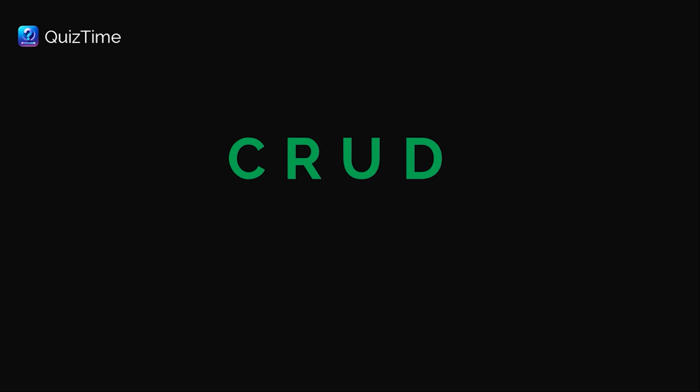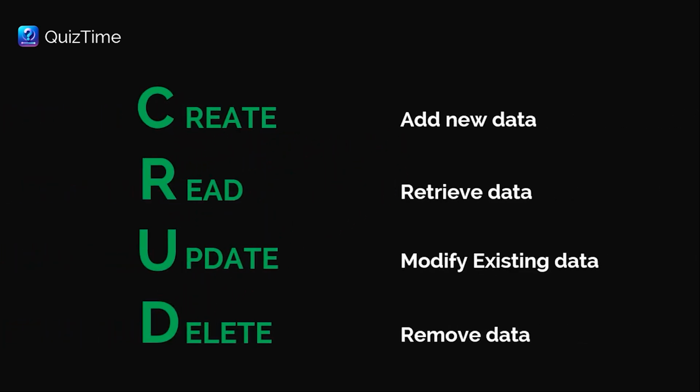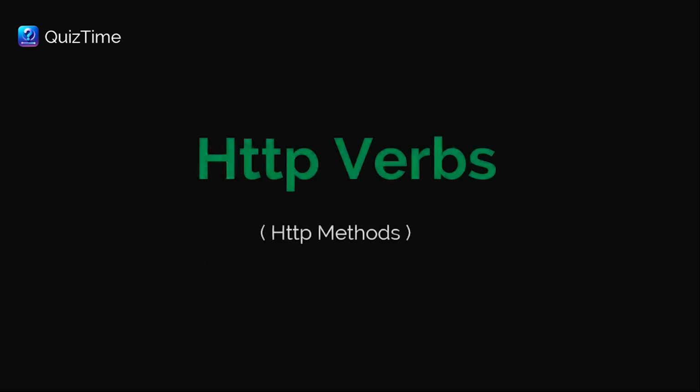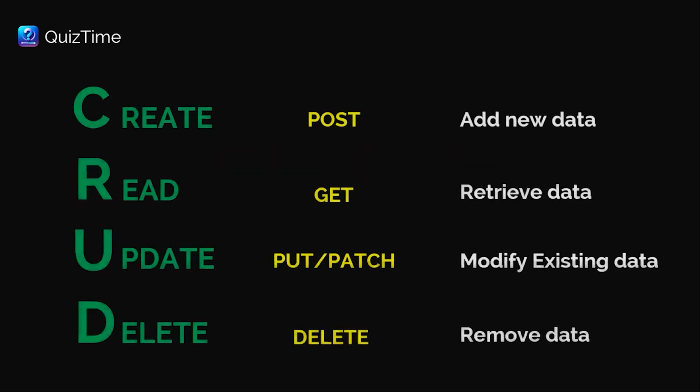Hey everyone, you have probably heard about CRUD: create, read, update, delete. In web development, there are HTTP verbs to perform these operations when working with APIs. HTTP verbs, also called HTTP methods, define the type of action we want to perform on a resource. Let's go through each one of them.